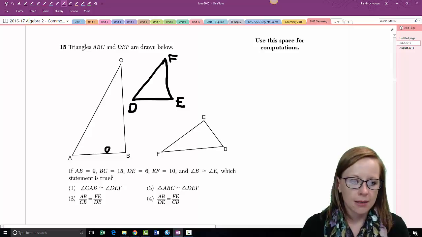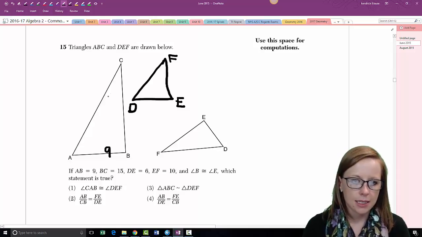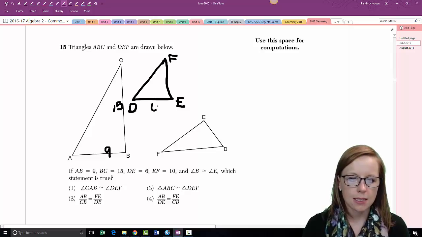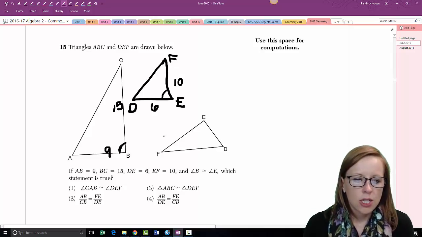Okay, so A to B is 9. B to C is 15. D to E is 6. E to F is 10. And angle B is congruent to angle E. So E and B are congruent. All right. Which statement is true?